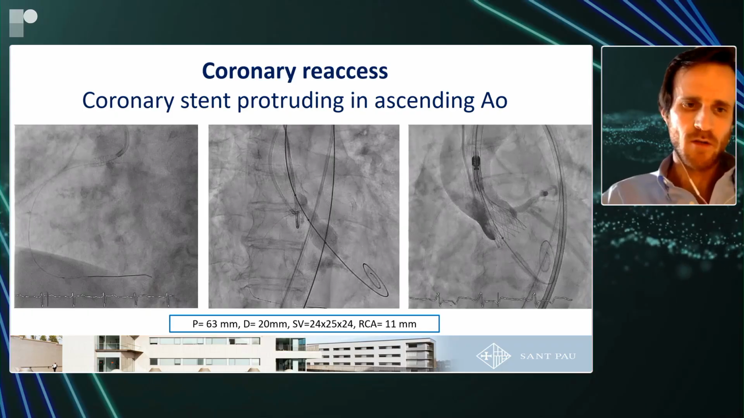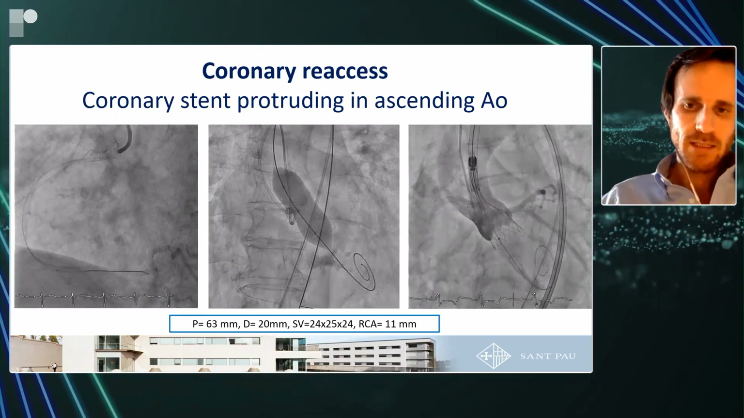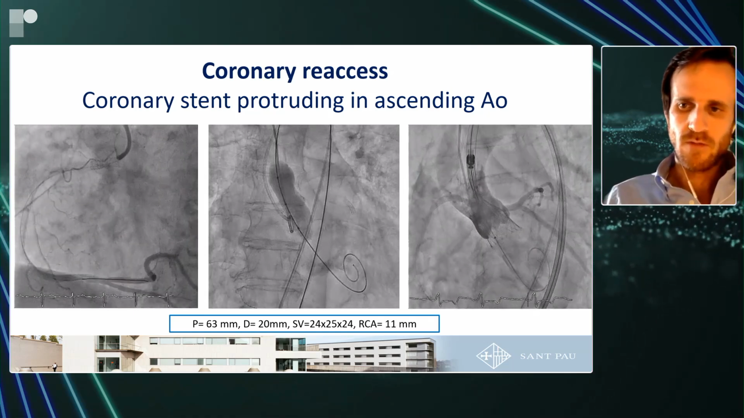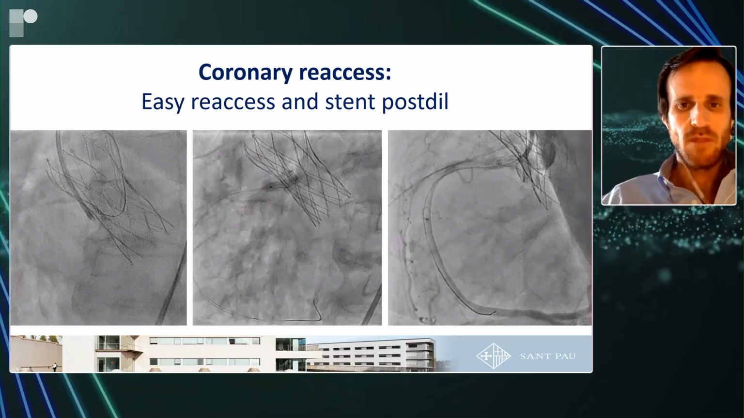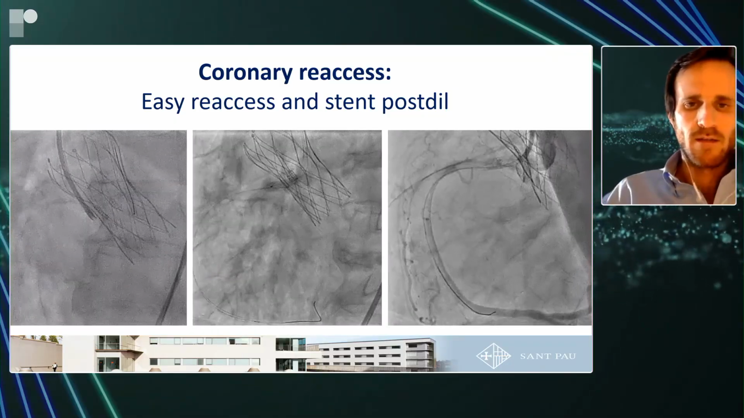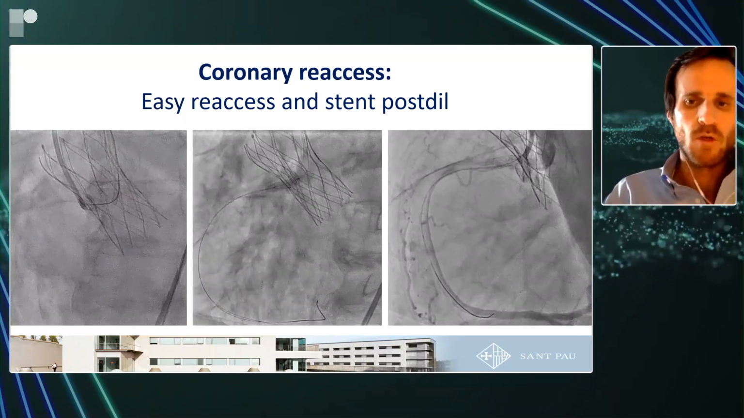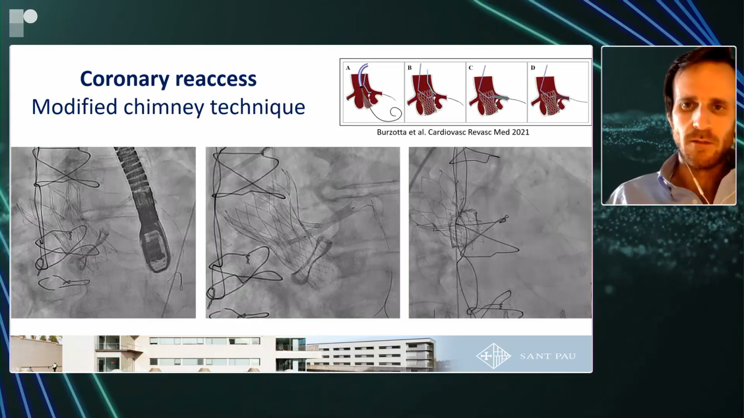So we decided to protect this coronary with a guide wire and a balloon. We pre-dilated, it was a very fibrotic valve. The implant result was very good, but you can see in this slide how, despite this floating stent in the aorta, recannulation of the coronary artery was relatively easy, and we could post-dilate, and we got a good final result.